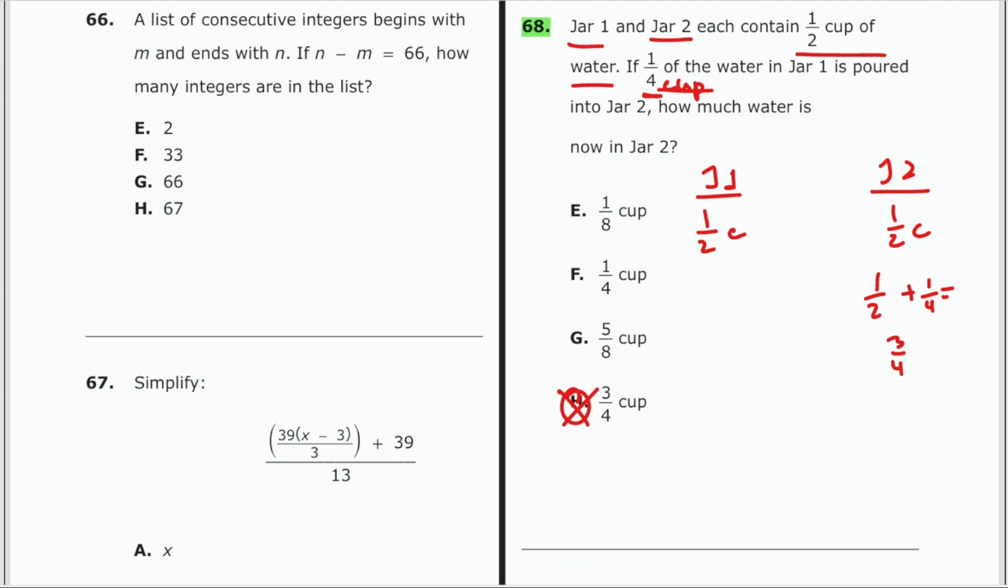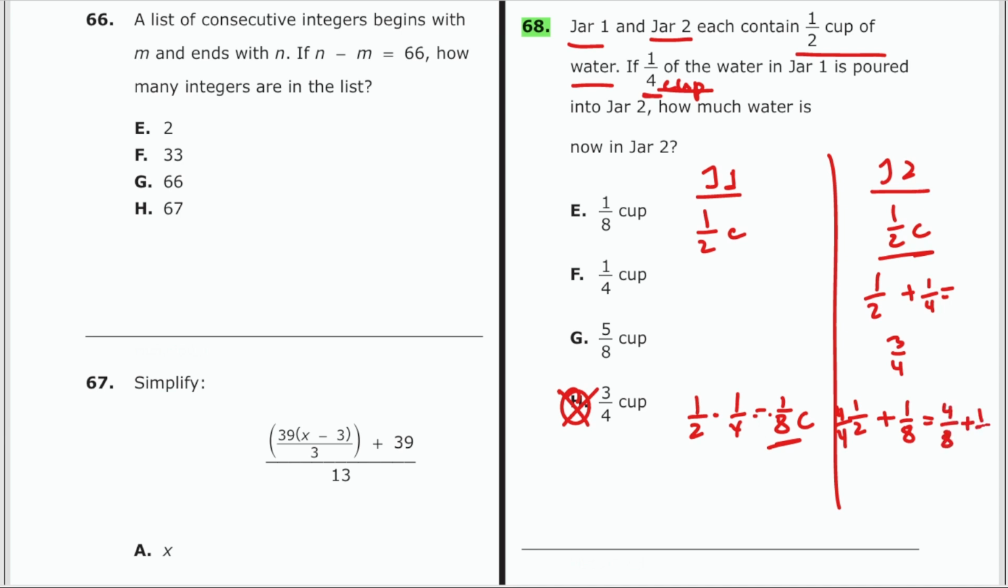So what you essentially do is take the 1/2 from jar 1 and multiply it by 1/4, because 1/4 of the entire amount of water in jar 1 is being poured out. So 1/8 is how many cups are being poured out of jar 1 and into jar 2. Therefore, in jar 2 now we have the initial 1/2 plus the 1/8, which with a common denominator is 4/8 plus 1/8, which is equal to 5/8, and the answer is G.